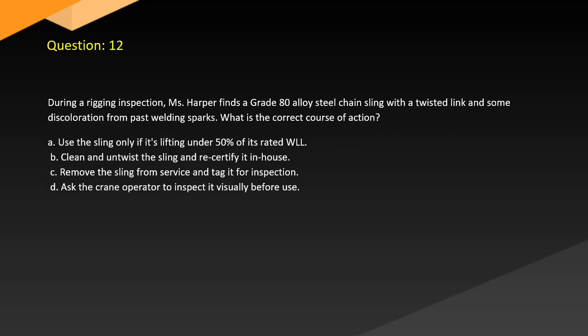Question 12. During a rigging inspection, Harper finds a Grade 80 alloy steel chain sling with a twisted link and some discoloration from past welding sparks. What is the correct course of action? A. Use the sling only if it's lifting under 50% of its rating. B. Clean it and untwist the sling and recertify it in-house. C. Remove the sling from service and tag it for inspection. D. Ask the crane operator to inspect it visually before use.